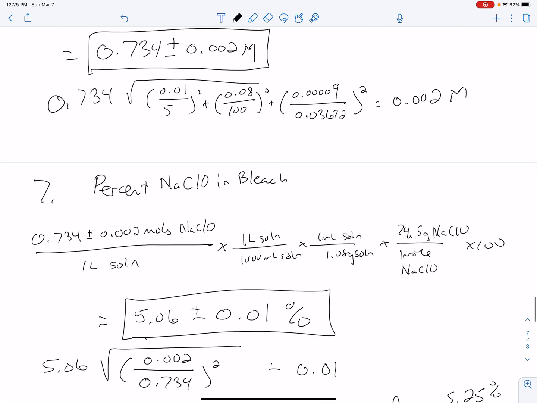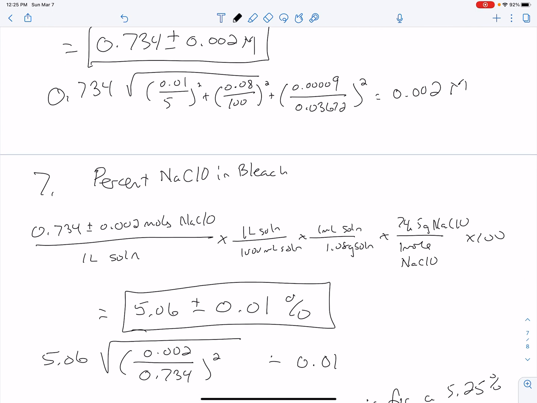Multiply that by 100. So when I go down to do this, the 0.002 over 0.734 squared in the square root times the 5.06, it gave me 0.01. This became my percent of bleach. And again, remember, we're only doing this for the average.